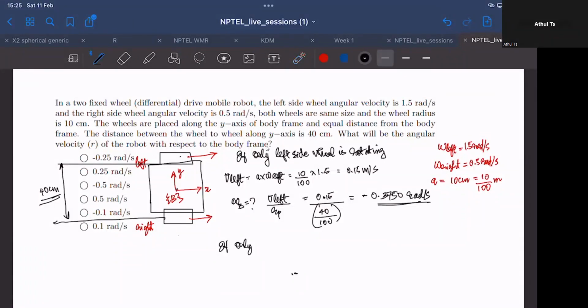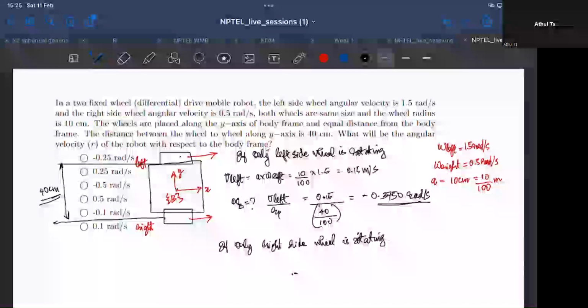So in the other case, when only the right side wheel velocity exists, the right side wheel is rotating. So what would V right be? V right would be A times omega right. That would be 10 by 100 times 0.5. This would be 0.05 meters per second.